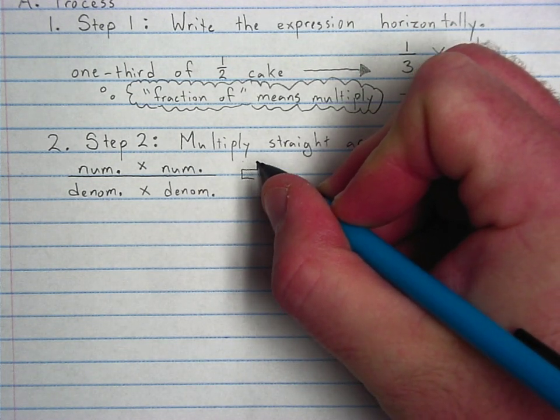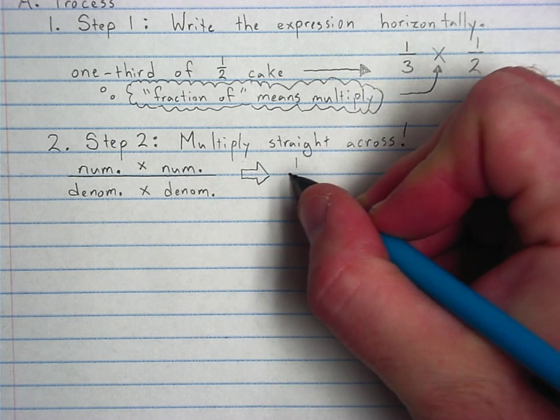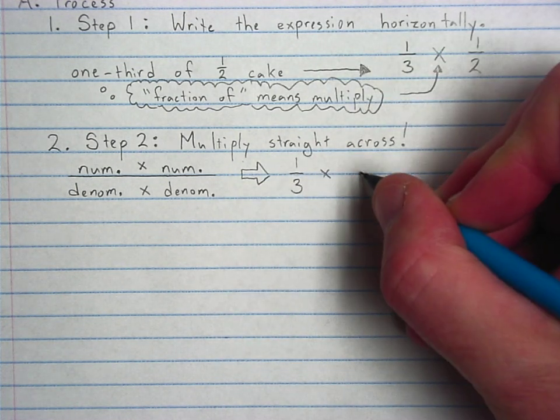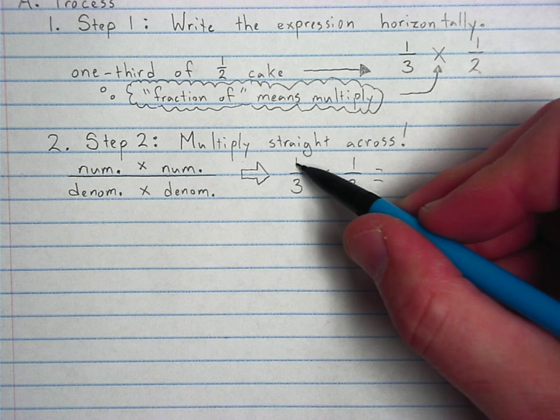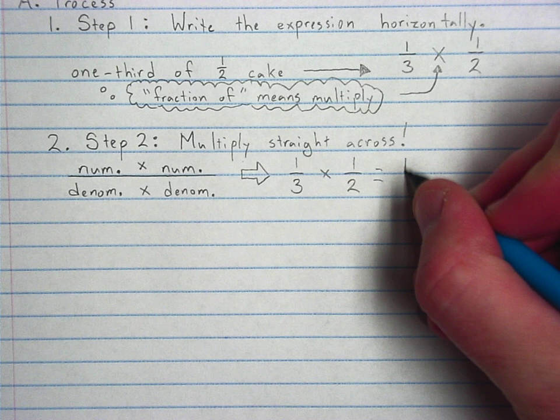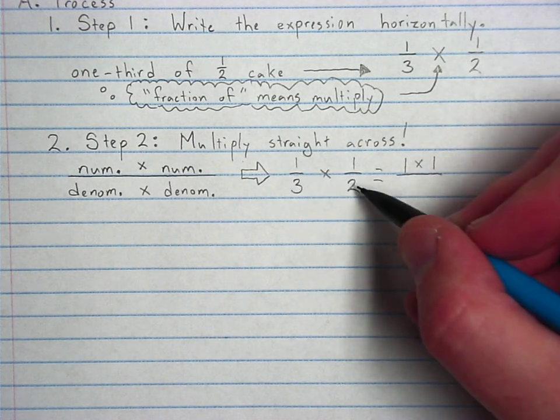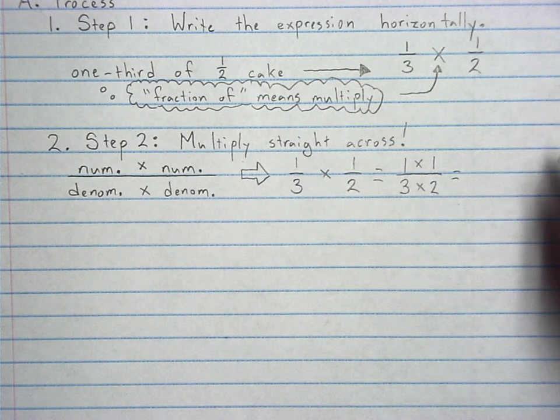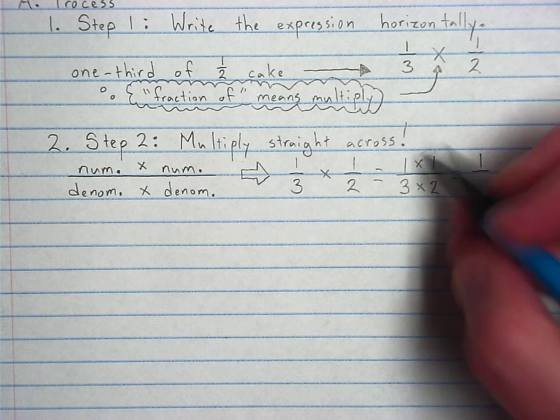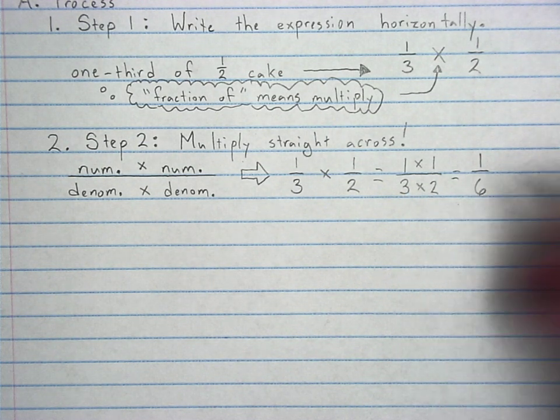All right, numerator times numerator, denominator times denominator. Let's look at what we had up above. 1/3 times 1/2. Well, 1 times 1, and 3 times 2. Our answer is going to be 1 times 1 is 1, and 3 times 2 is 6.